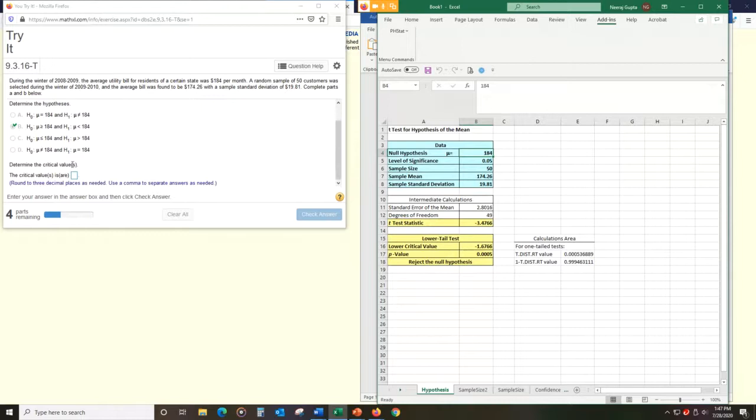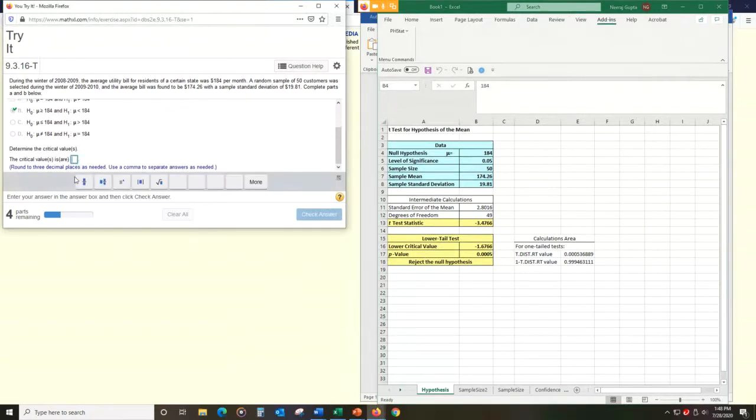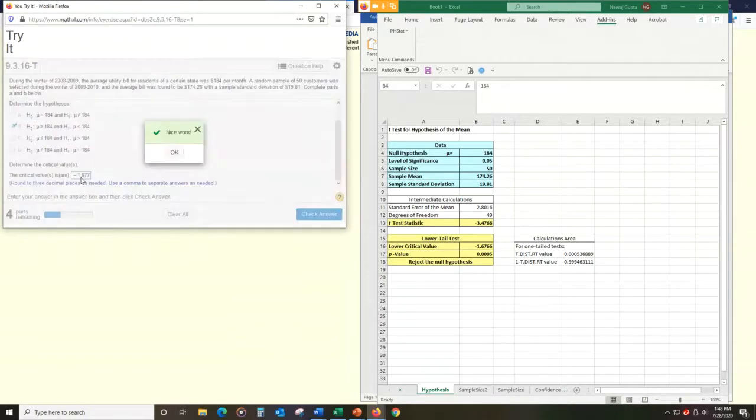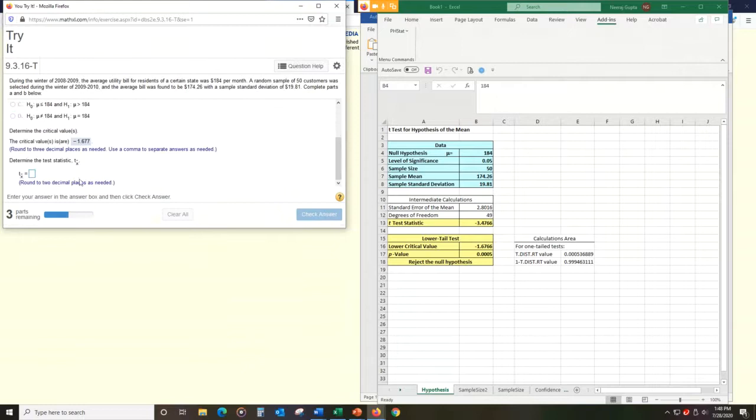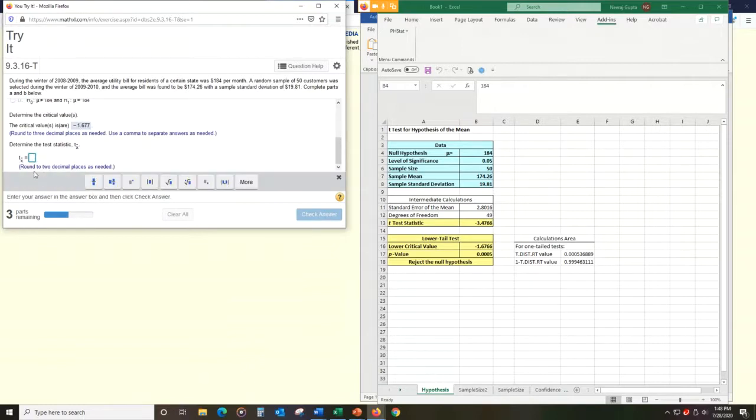So now I need the critical value. What is my critical value? This lower critical value, negative 1.6766, 3 decimal places. So I'll do negative 1.677. Okay. Then it asks you what is the test statistic. What is the test statistic? Negative 3.476. So 2 decimal places, negative 3.48.